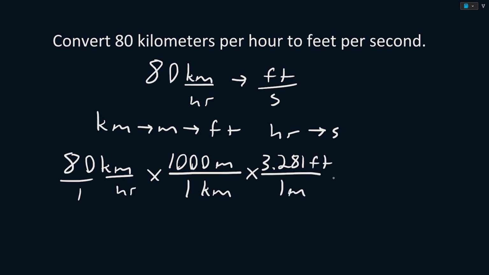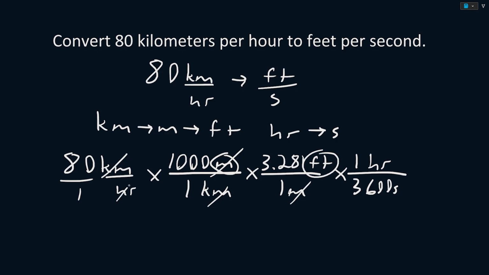Now we can convert from hours to seconds by multiplying by our conversion factor of 1 hour is equivalent to 3,600 seconds. Solving this, we get that the kilometers cancel to leave us with meters, then the meters cancel to leave us with feet, and finally the hours cancel to give us seconds, leaving us with feet over seconds. So 80 kilometers per hour is about 73.5 feet per second.